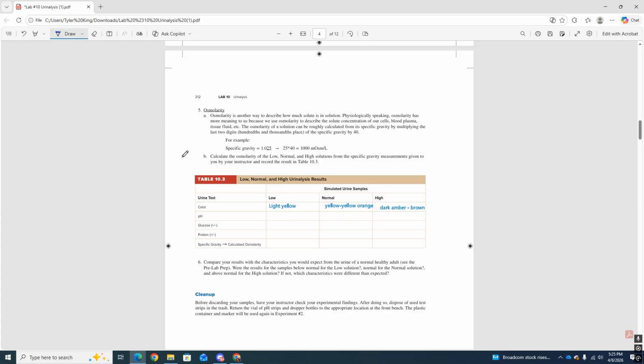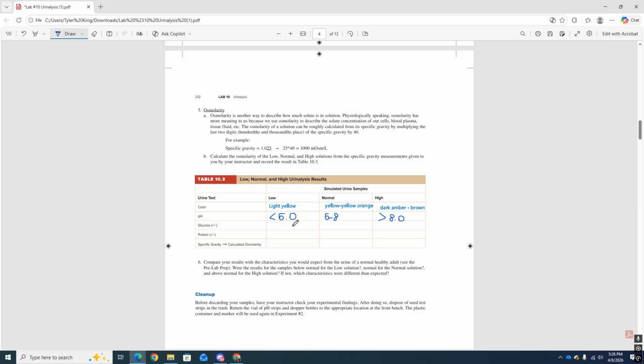pH values, what should we have seen? For the low side, it should have been less than 6, so it was a little more on the acidic side. For the normal, it was running about 6 to 8, so it was kind of dipping its toes between the basic and the acidic side, roughly neutral. And then the high was greater than 8, so it was much more on the basic side.